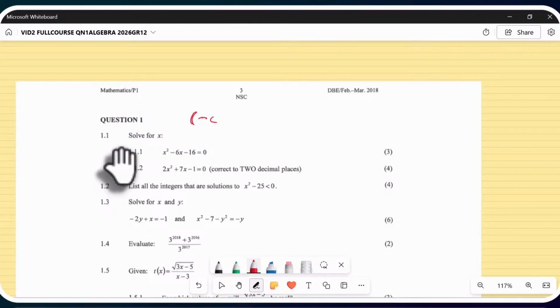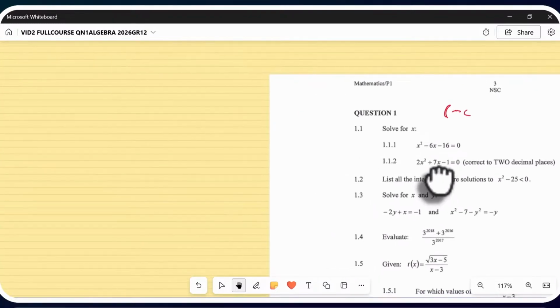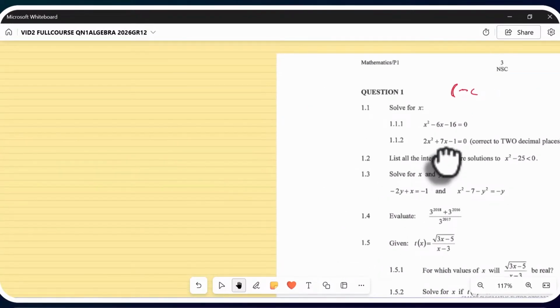Question 1.1.5. We have x squared, and then minus 6x minus x. Now, like I said in the previous videos, what you can do here is pause the video and work out the whole question. After you are done, you can mark your work using the video, because in mathematics, the more practice you do, the better you become.